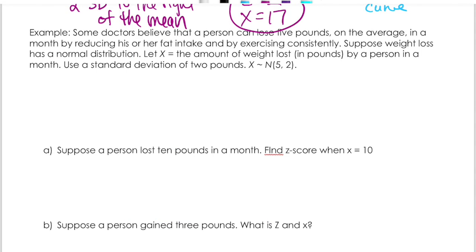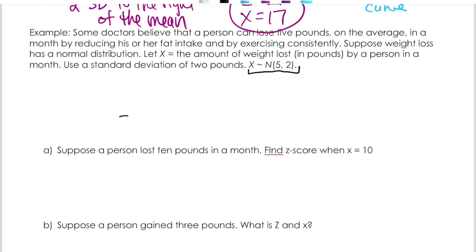In this next example, some doctors believe that a person can lose 5 pounds on average in a month by reducing his or her fat intake and by exercising consistently. Suppose weight loss has a normal distribution. We're going to let X be the amount of weight loss in a month, in pounds, and we're going to use the standard deviation of 2 pounds. And so here's our notation. X is our variable, N is for the fact that this is a normal distribution, 5 is our mean, and 2 is our standard deviation.